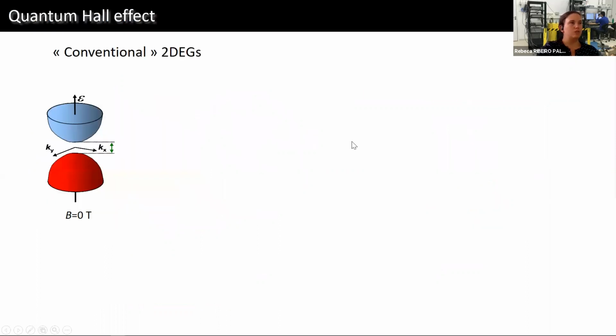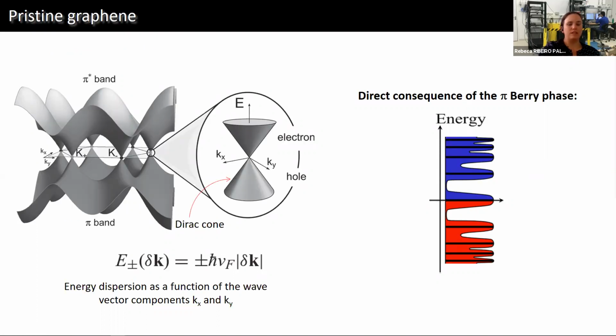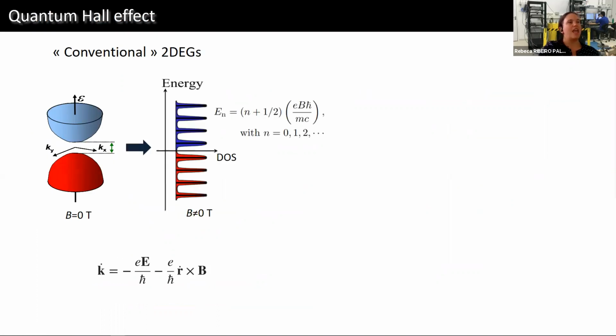So just to know that we are all on the same page, when I talk about the quantum Hall effect, let's say the best example, we all get it when we talk about conventional two-dimensional electron gases with parabolic bands. We apply a magnetic field, and we can see that the energy is split in levels. These are called the Landau levels. In the case of a two-dimensional electron gas, these Landau levels are equally spaced.